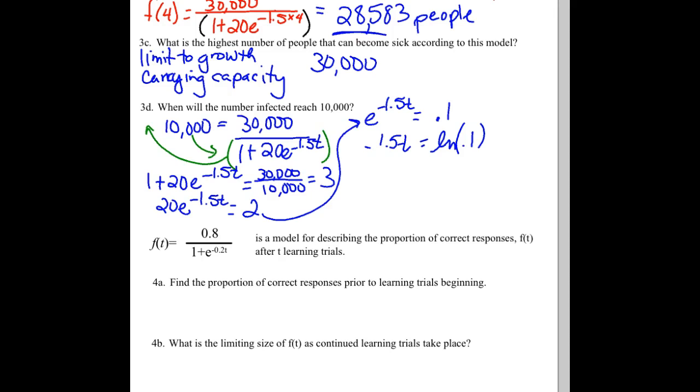So what does that mean? What are we getting? That's how many weeks? So about 1.5 weeks from when the epidemic started that we'd have 10,000 people ill? All right, questions on that process?